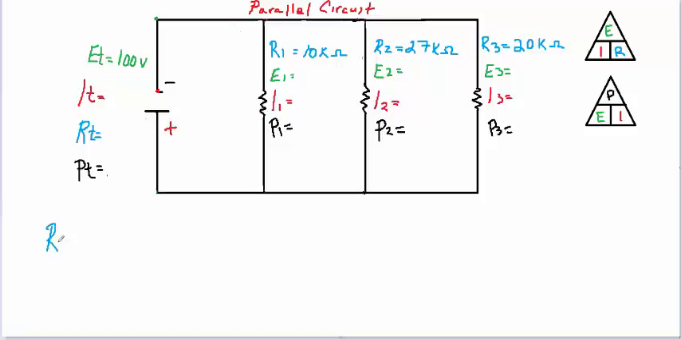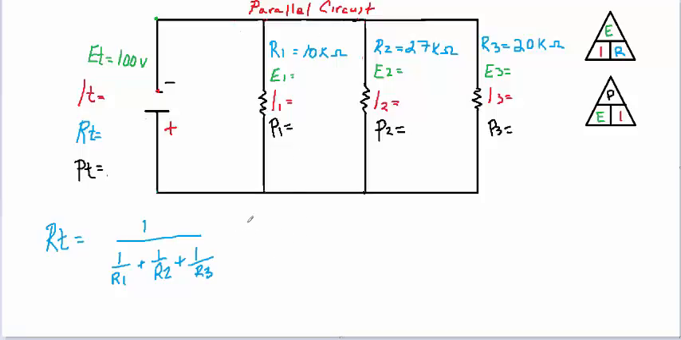So our total resistance, so our RT, will be equal to 1 over the resistance of 1 plus 1 over the resistance of 2 plus 1 over the resistance of 3. The total resistance in a parallel circuit should always equal less than the smallest resistor. So whatever our total resistance is, it's going to be less than this 10K resistor here.